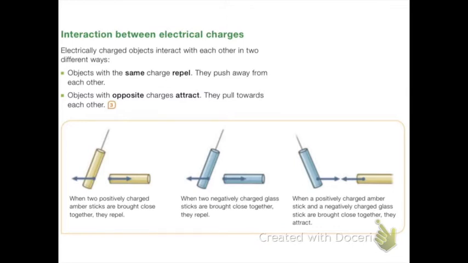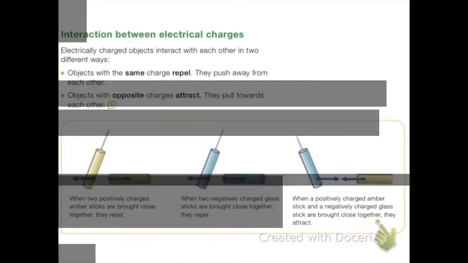For instance, when two positively charged amber sticks are brought close together, they repel. But when two negatively charged glass sticks are brought together, they also repel. But when a positively charged amber stick and a negatively charged glass stick are brought close together, they attract.